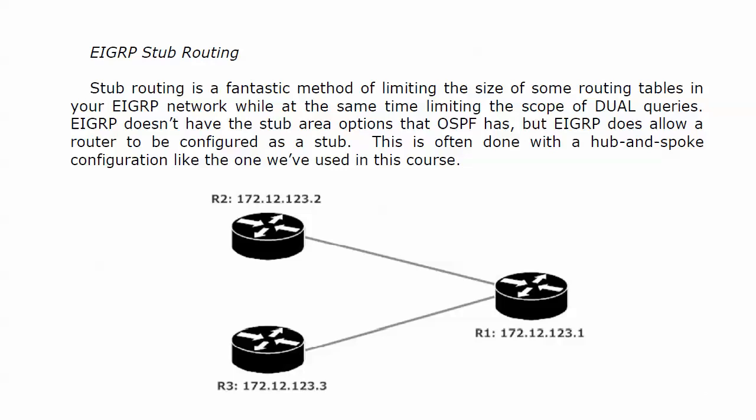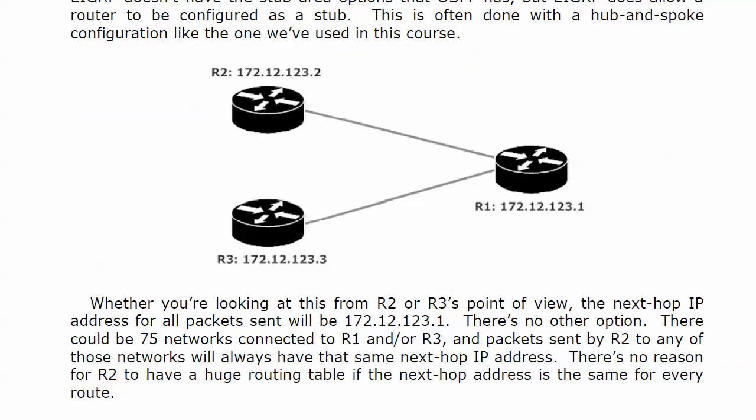Now, a good time to use stub routing is in a hub and spoke config like the one we've been using throughout the course. Because whether we're looking at this from R2 or R3's point of view, the next hop IP address is always going to be what? 172.12.123.1. Because there's no other option. There is no other possible next hop IP address in the network that we've used so far. There could be 75 networks connected to router 1 and or router 3, and packets sent by R2 to any of those will always have the next hop IP address 172.12.123.1.